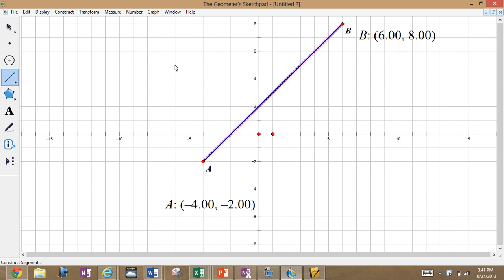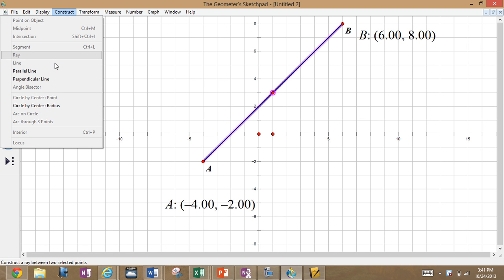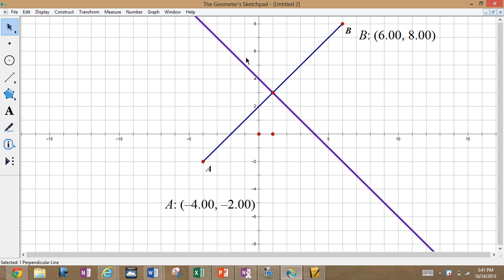Now, if I want to perpendicularly bisect this segment, I need to find its midpoint on that segment. So we're going to ask Sketchpad to find the midpoint. And then through the midpoint, I need to construct a line perpendicular to this segment AB. So construct the perpendicular line. Now there is the sketch of that. This is the line, which is the perpendicular bisector of the segment AB.